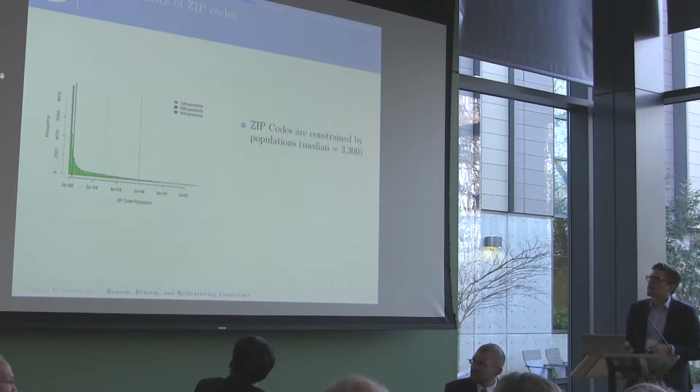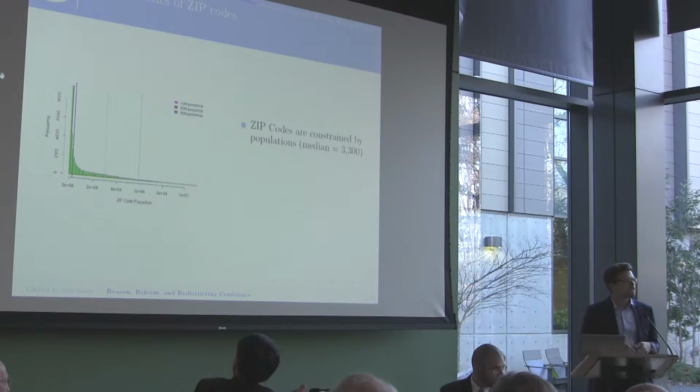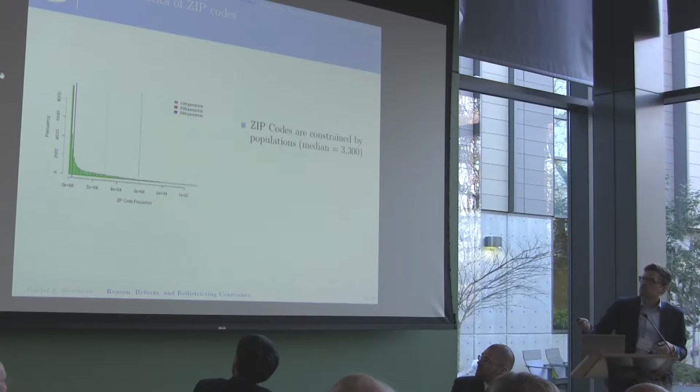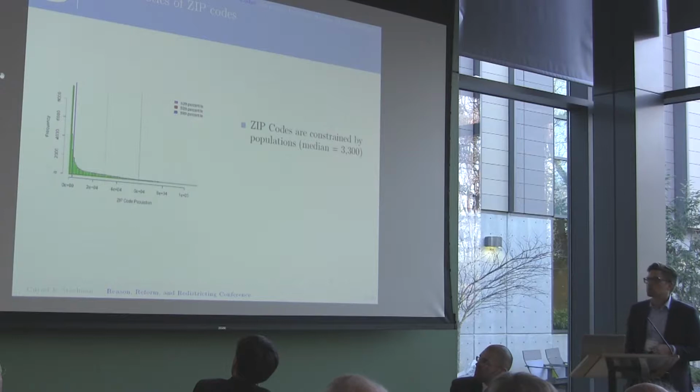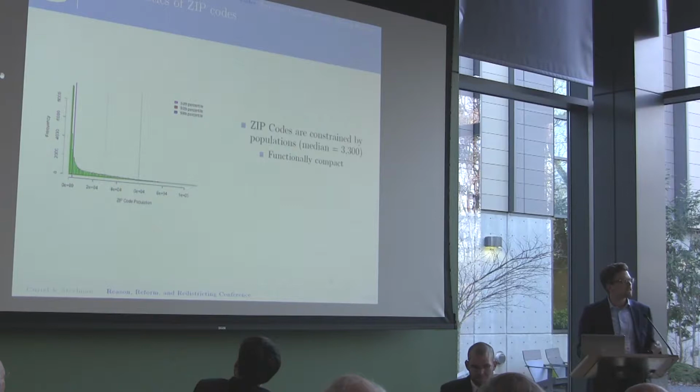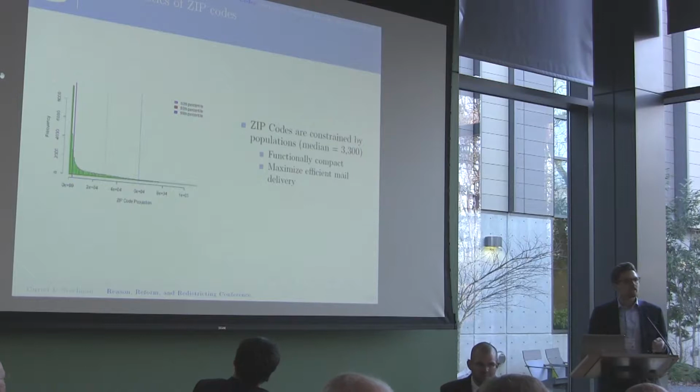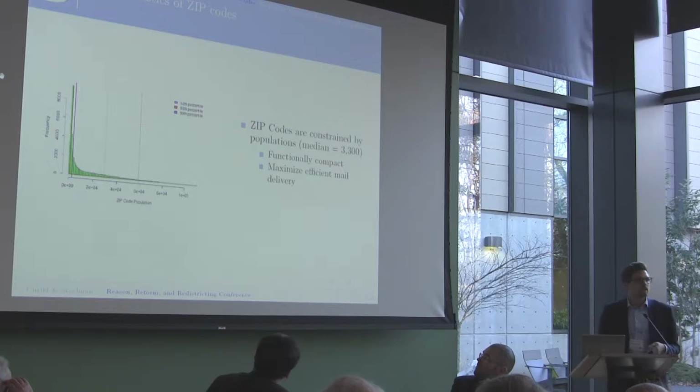And so zip codes themselves, their population is constrained. The median zip code is about 3,300 individuals. They're fairly small. You can see here, the population is heavily skewed towards the bottom of that chart, indicating that most zip codes are fairly small in their population. It's done so that these units can be functionally compact, in service of maximizing efficient mail delivery for the Postal Service. So they play a key role in communication in the United States, and since their inception, they have remained as such.